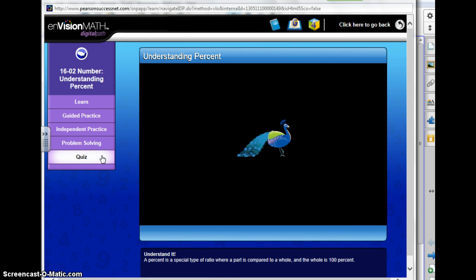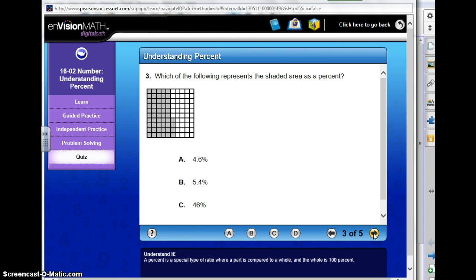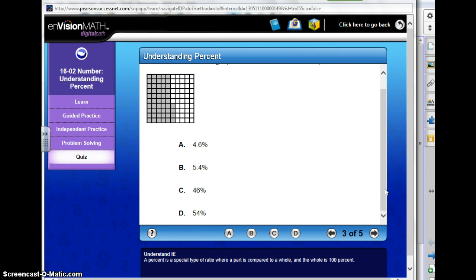Okay. Let's take a look at some questions here. What is 95 out of 100 as a percent? Kaden? It is C. We don't use decimals unless we're talking about less than 1. What is 48 out of 100 as a percent? B, 48%. Which of the following represents the shaded area? The shaded area. Alan?